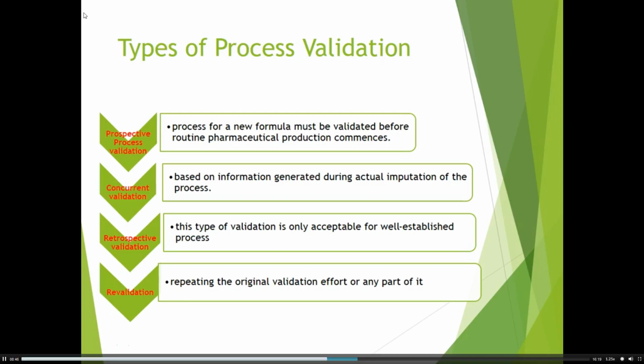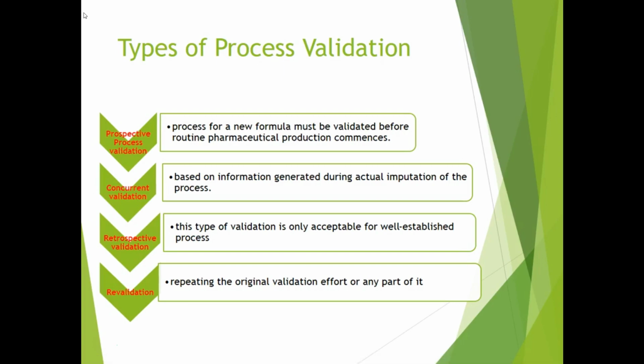Concurrent validation is established, documented evidence that a process does what it's supposed to do based on information generated during actual implementation of the process. It may be practical under certain circumstances when the number of batches is limited, when a previously validated process is being transferred to a third party, for example, or to another manufacturing site.